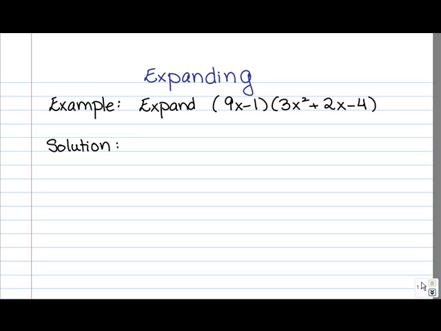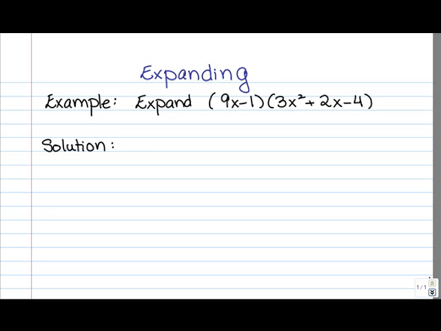In this video, we're going to have a look at expanding. So what we're asked to expand here is a binomial times a trinomial. In other words, something with two terms times something with three terms. And we can't do any other simplification before we start to expand. So go ahead and try this out.